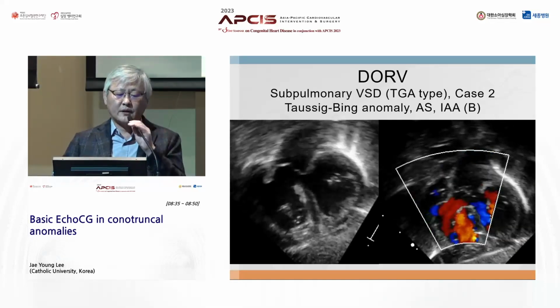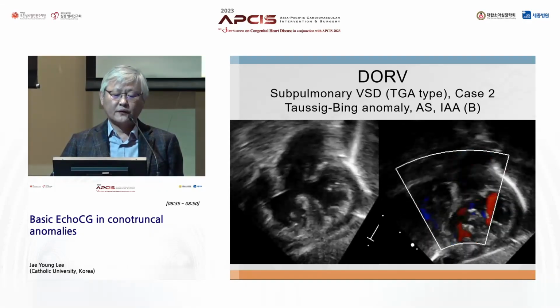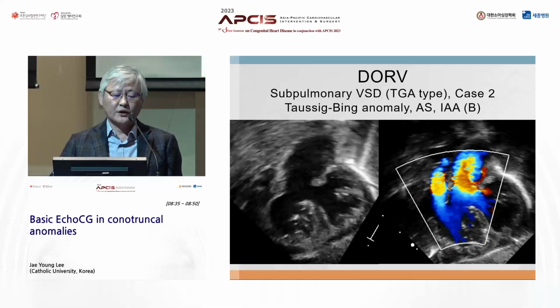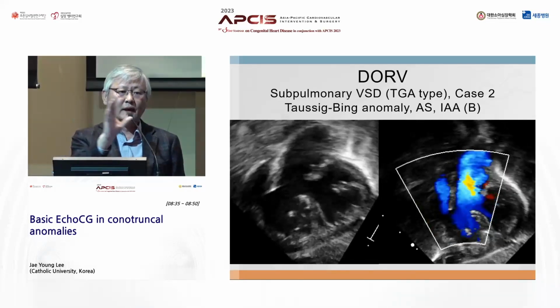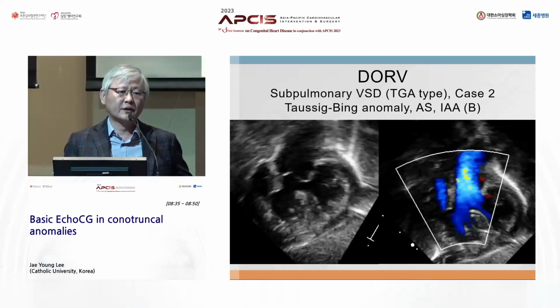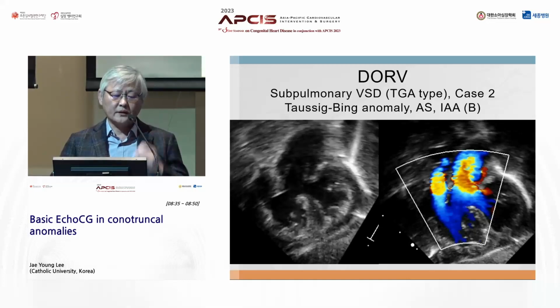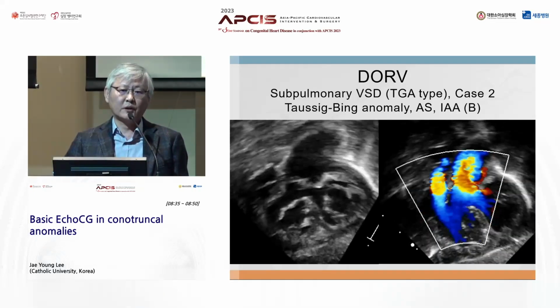Next case is LV, again, very big pulmonary trunk. VSD is here, so pulmonary position. In this case, the coronal septum is deviated to the right. Taussig anomaly, this association is not uncommon, so be very careful to watch the subpulmonary area in Taussig anomaly.